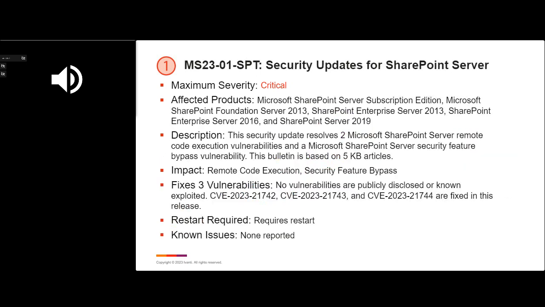We did have a critical update this month for SharePoint Server as well. Three vulnerabilities addressed. None of these were publicly disclosed or known exploited. I included the list here in case you're wondering what they are. You can go in and take a look at that. They do have implications of remote code execution and security feature bypass. So definitely, they did rate them critical this month. One of those vulnerabilities is rated critical, so definitely make sure that you get your SharePoint Server updated.